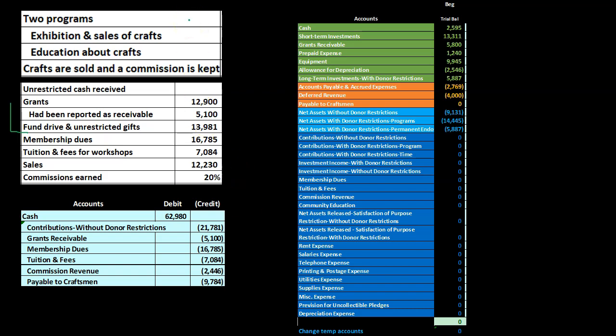We're going to have two programs in our organization. Those two programs are going to be the exhibition and sales of crafts, so arts and crafts, and then the education about crafts. Those are the two objectives, the two programs that this not-for-profit organization is involved with.